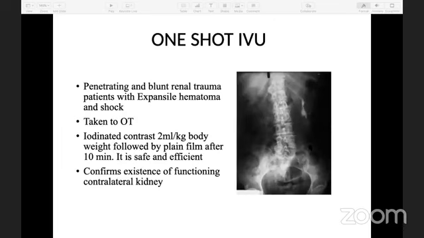One shot IVU is performed by giving contrast 2 ml per kg body weight and taking a film at 10 minutes. You see, this is a real emergency in a patient with blunt or penetrating trauma with shock immediately taken to OT, and this on-table film shows that the left kidney is present and normally functioning, because most of these cases on exploration result in nephrectomy.